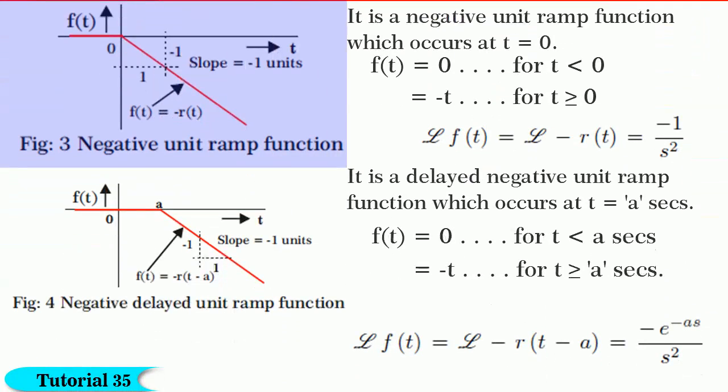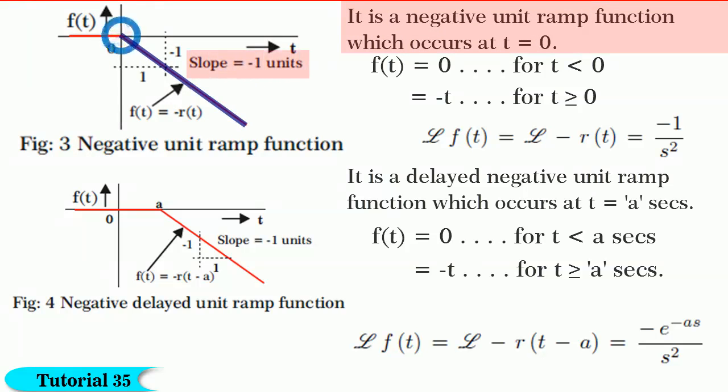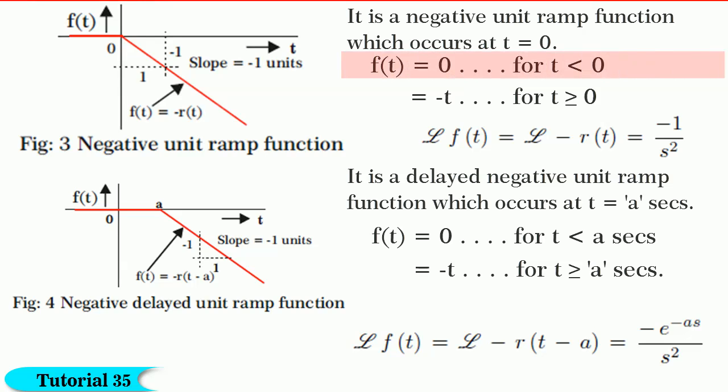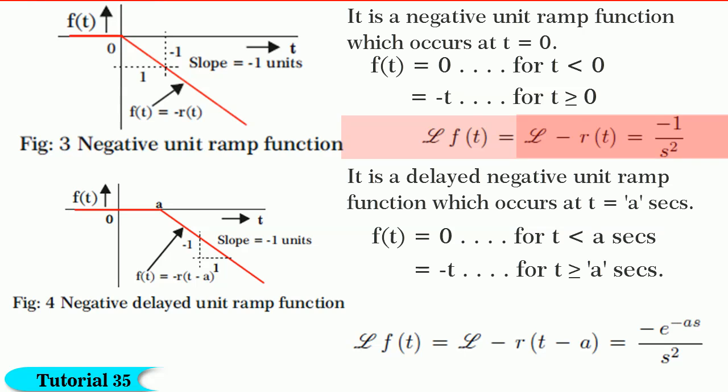Observe another ramp function shown in figure 3. It is also a negative unit ramp which occurs at t is equal to 0. So, it is represented as f of t is equal to minus r of t. Mathematical model is f of t is equal to 0 for t less than 0 and is equal to minus t for t greater than or equal to 0. So, its Laplace transform is L of minus r of t is equal to minus 1 divided by s square.